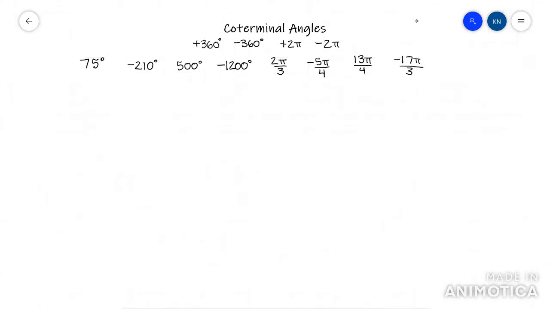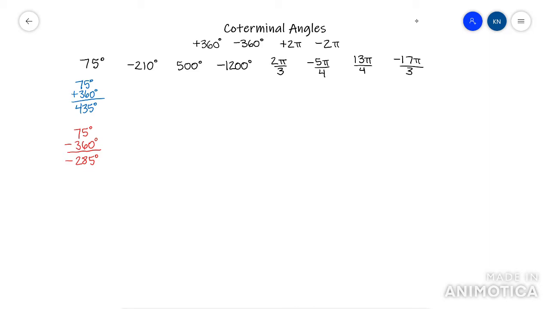This first one, 75 degrees. If I wanted to find a positive coterminal angle to that, I would just add 360 degrees. So this one would be 435 degrees. That's a positive coterminal angle. If I wanted to find a negative coterminal angle, I would just subtract 360 degrees. So this one, negative 285 degrees, would be a negative coterminal angle. That's really all you have to do.